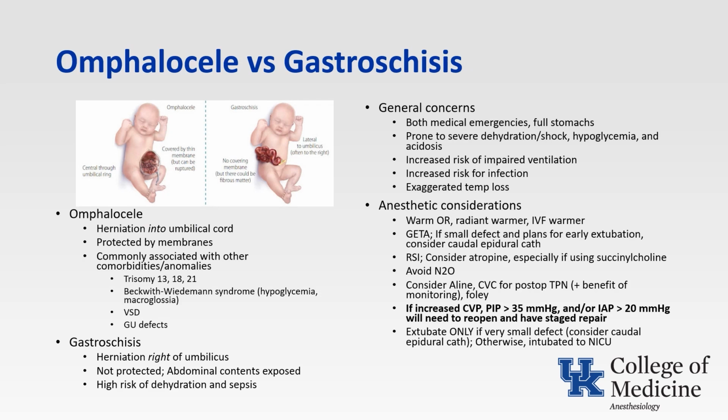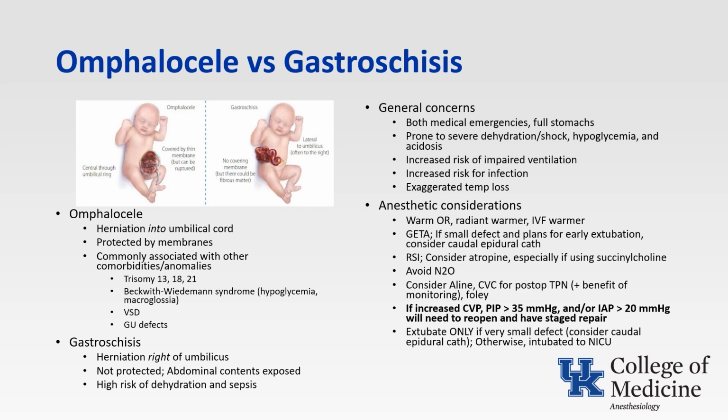Our next keywords are the differences between omphalocele and gastroschisis. So as a review, omphalocele is a herniation into the umbilical cord. This results from failure of the midgut to go back into the abdomen during development. It is protected by membranes, and omphalocele is commonly associated with other comorbidities, such as the trisomies, Beckwith-Wiedemann syndrome, cardiac defects such as VSD, and genitourinary defects.